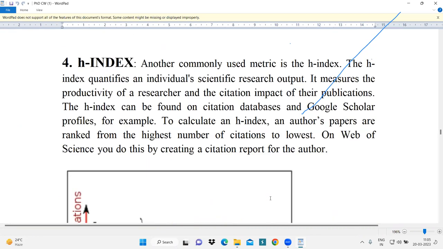In some cases, some authors are producing good articles, but not in quantity. Not throughout their career, but once or twice in a year, quality papers, and there have been citations. But when the number of articles increases and equals the number of citations, both of them matching, that is forming the capital H.